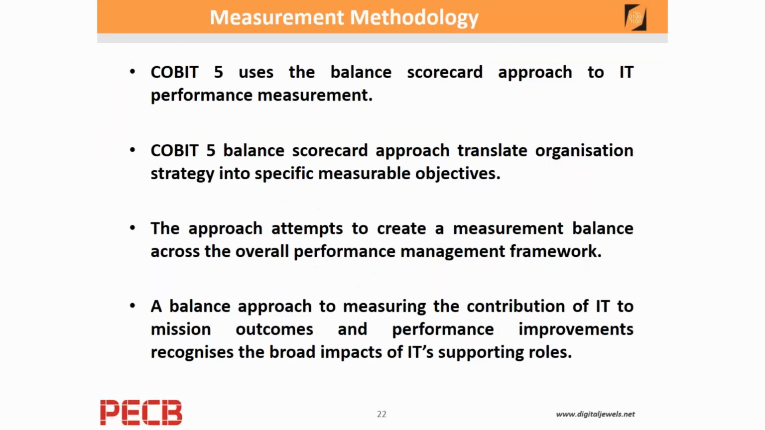I made mention it uses the balance scorecard, that's COBIT 5. The idea is to be able to translate organization strategy into specific measurable objectives. The acronym I get to use when I'm talking with clients is, of course, the SMART. S for specific, M for measurable, A for attainable, R for realistic, T for time bound. People try to set SMART goals, and that's what we're trying to do with regards to those objectives. It allows there to be a measurement balance, and that is a very delicate thing that needs to be done.